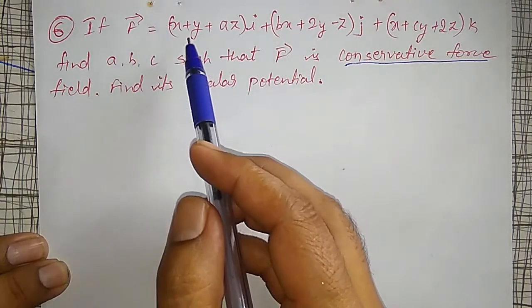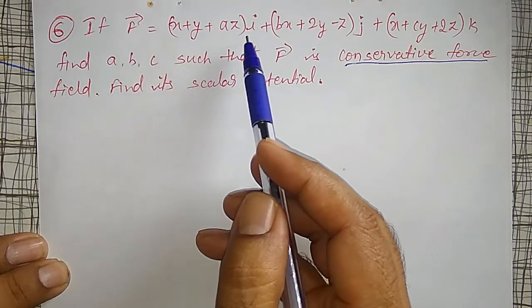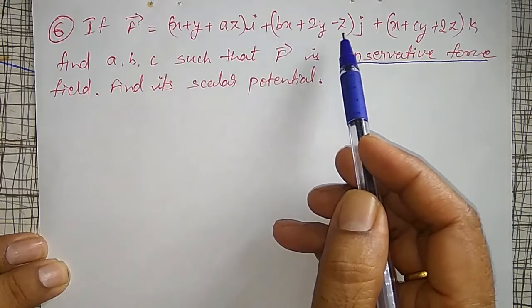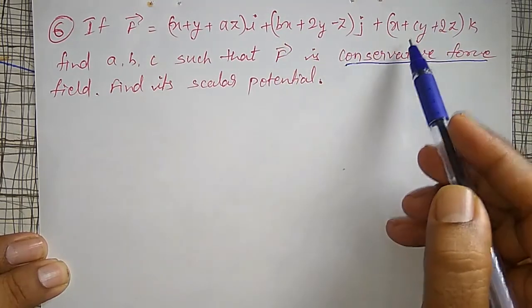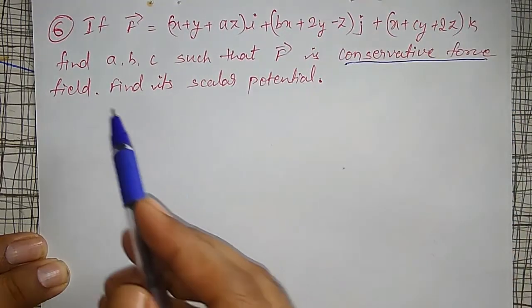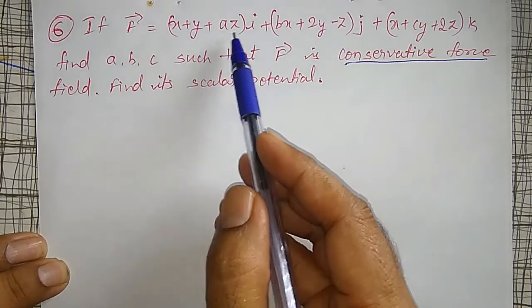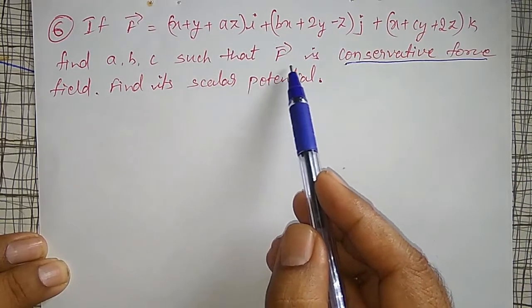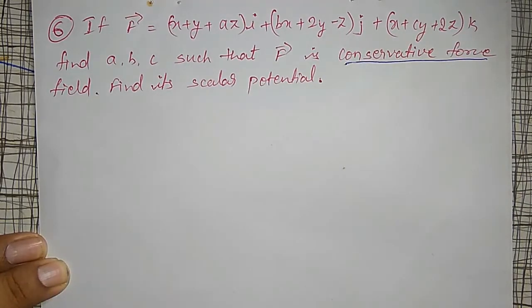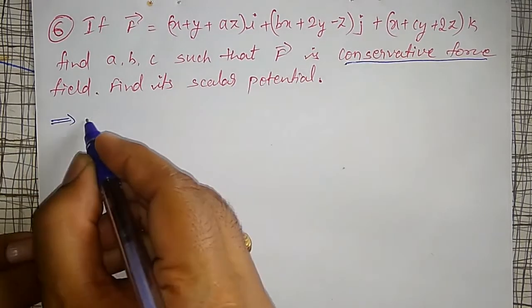If F is equal to (x plus y plus az) i plus (bx plus 2y minus z) j plus (x plus cy plus 2z) k, then find the constants a, b, c such that vector F is a conservative force field, and hence find its scalar potential. Here conservative force is nothing but an irrotational force, an irrotational vector.